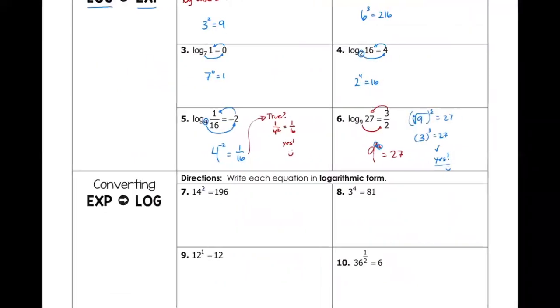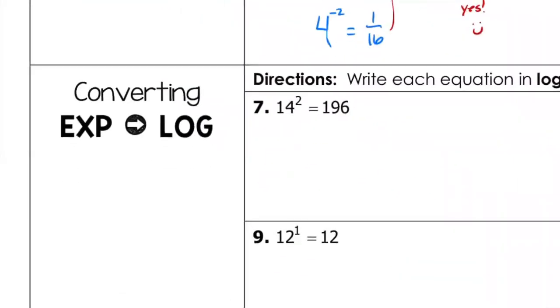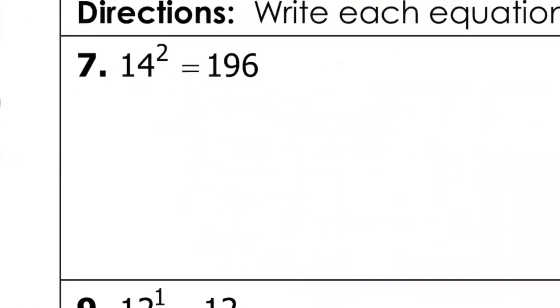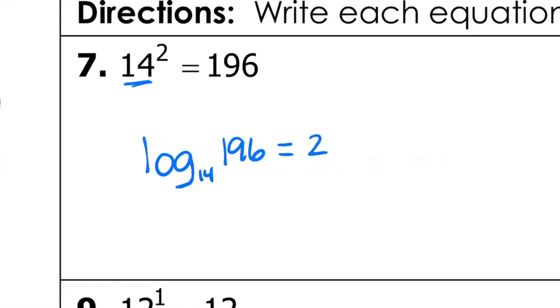All right, let's go the opposite way. So I'm going to give you an exponential. You give me the log. So I'm going to write log. What's the base of the log? Well, what's the base of the exponent? The base of the exponent is 14. 14. My log. Good. And so what would I put next to the log? Oh, 196. Very good. And this whole log equals 2.